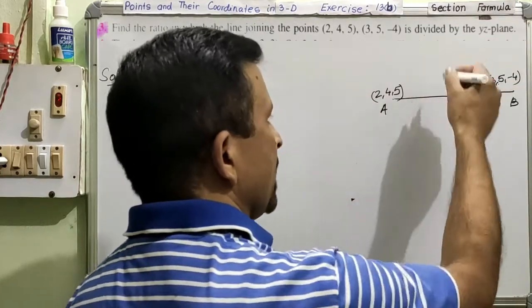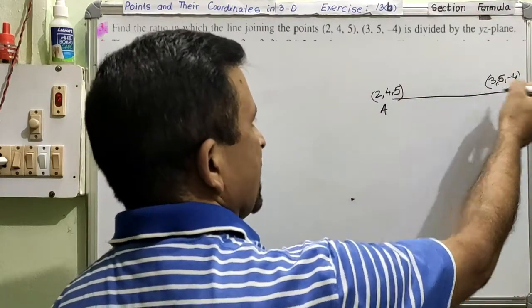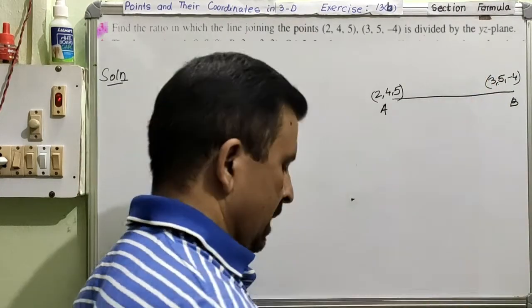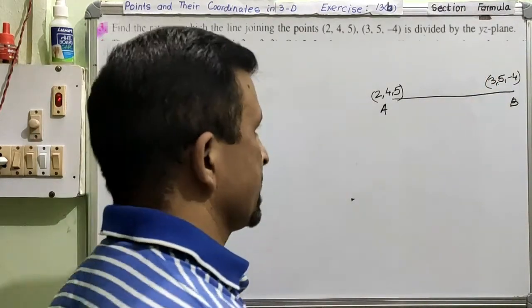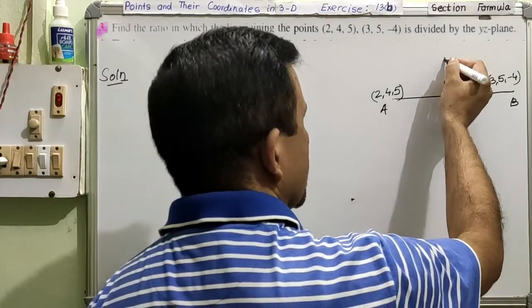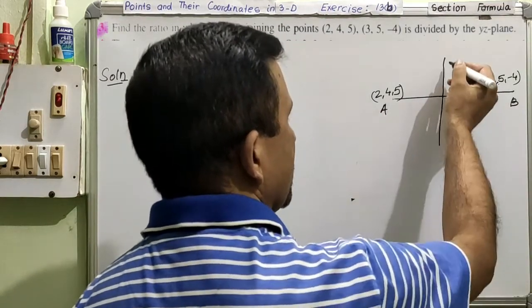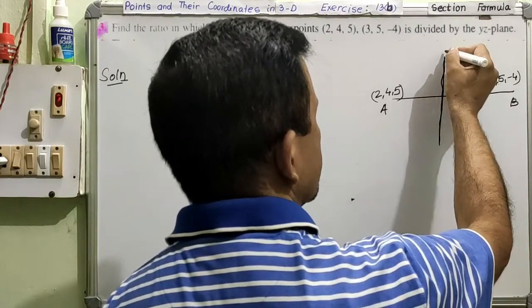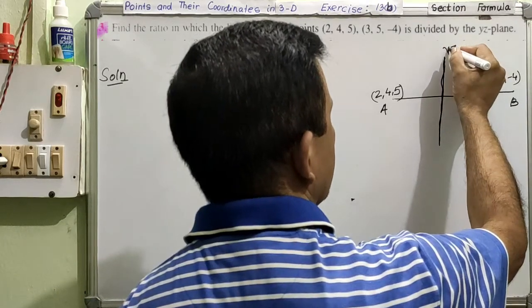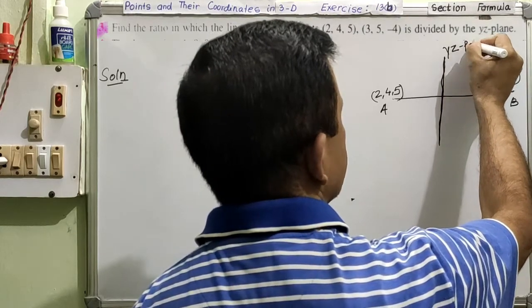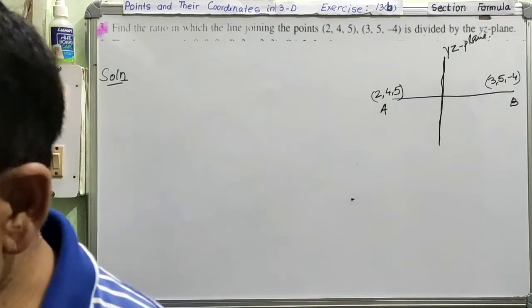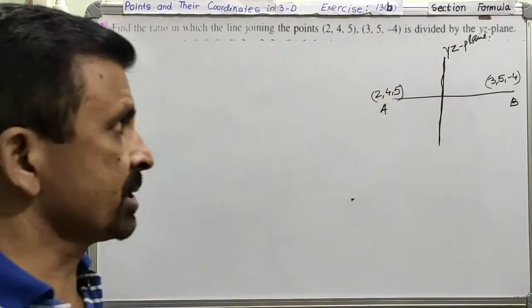And now this line is going to be divided by the YZ plane. This is a plane, right? This is the YZ plane. Now look at the situation. The question is very interesting. The question is very simple.